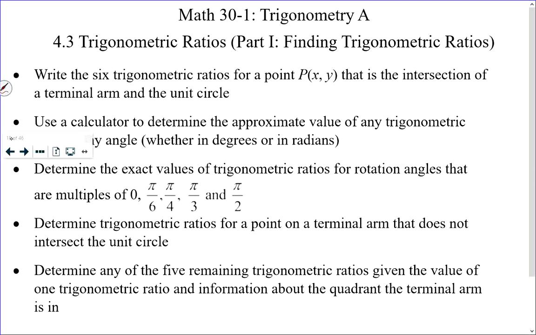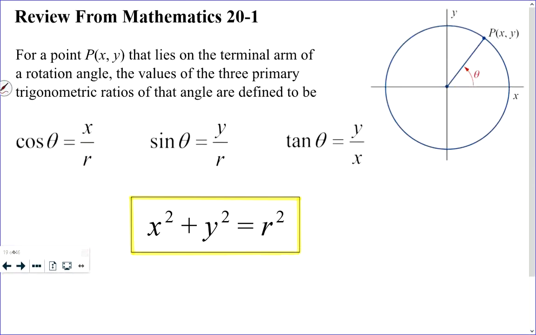Okay, so a review from Math 20 is that on a coordinate grid, a rotation angle has a cosine, a sine, and a tangent ratio given by the ratios of x's and y's and r's. In Math 20, this was given on your formula sheet. It's not on your formula sheet in 30. You need to remember this. If you put cosine and sine, those words in alphabetical order, they match up with the same alphabetical order as x and y. Somehow you have to remember that tangent is y over x.